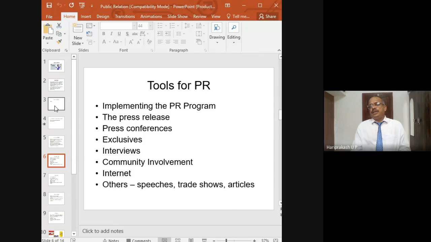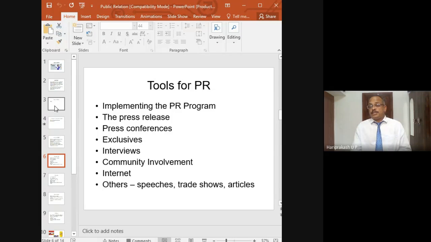Tools. These are the different ways in which public relation activity is done. Press release, giving a press report about the organization, about something that they are doing. Say maybe annual sales is there, or they are opening up a new branch, or they are coming up with a new product, new variant. So this may be given as news in the newspaper.